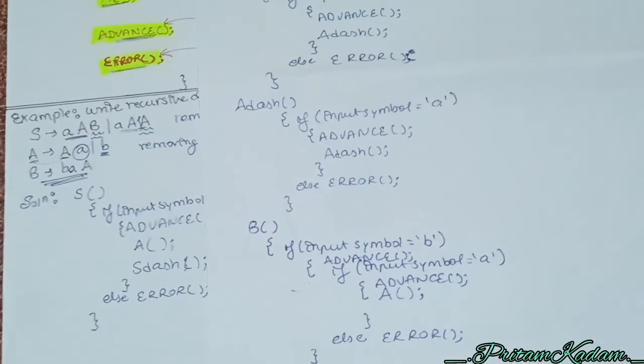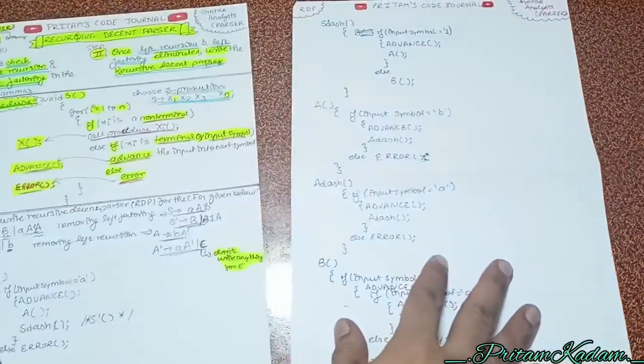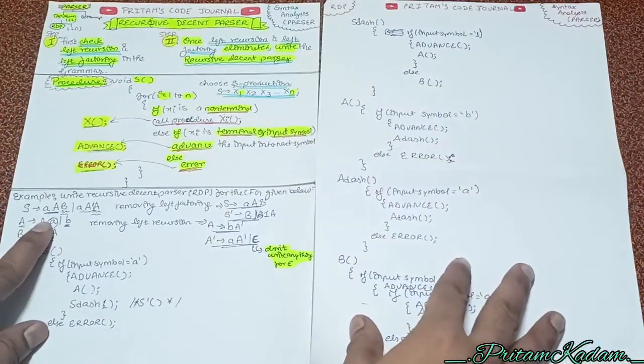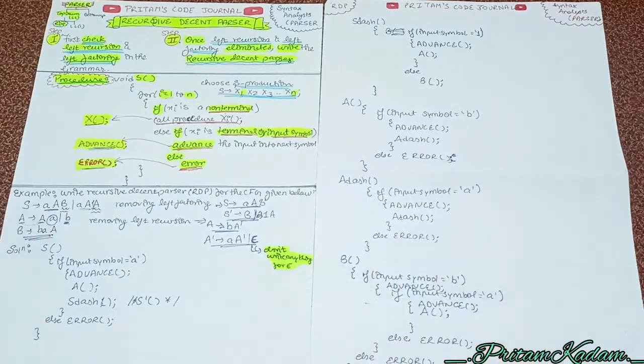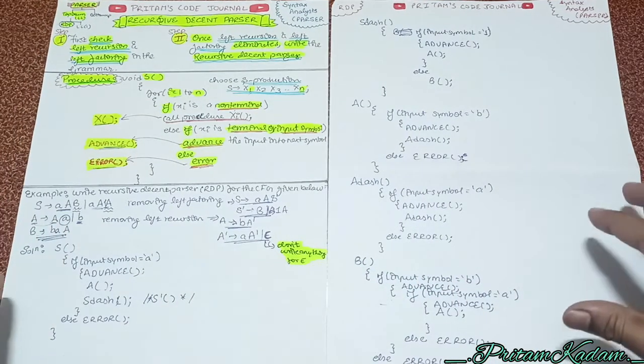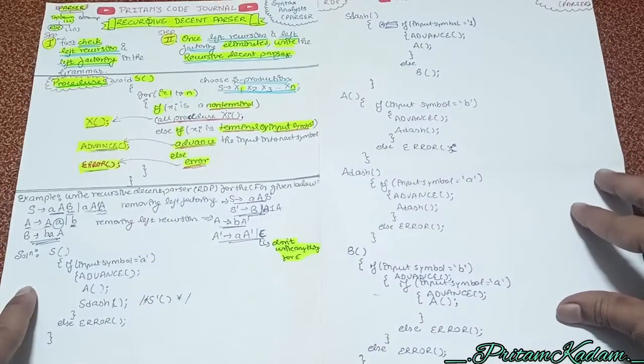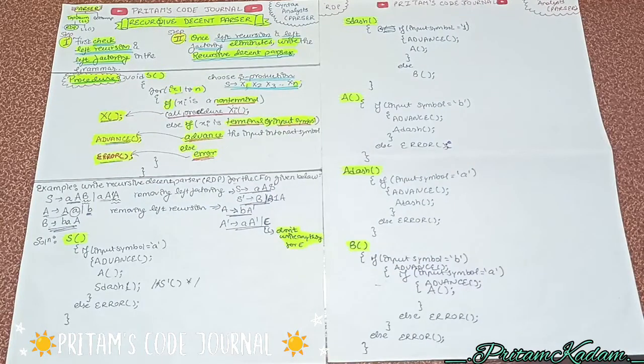First of all we checked the left recursion and left factoring, then we removed those, and then what we did was we just started writing the RDP. Okay, you can take a screenshot if you want to. Let me just move this a little like this.